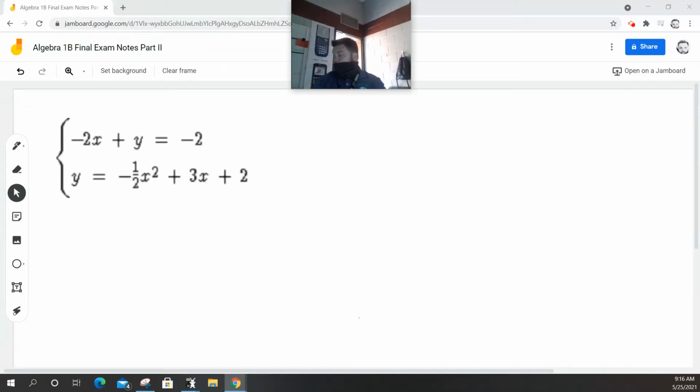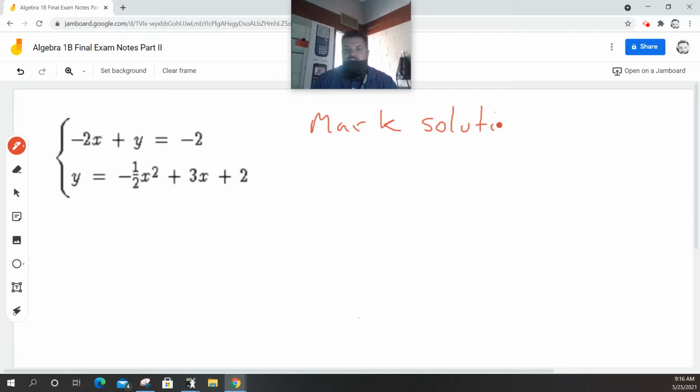All right, so just so you can see it and I can fit it on the screen, we're given a system of equations and we're asked to find the solutions. So we're going to actually mark the solutions by graphing it. Now the solutions are what values for x make this whole thing equal the same. In other words, what x, y values make both equations equal, or graphically, where do they intersect?